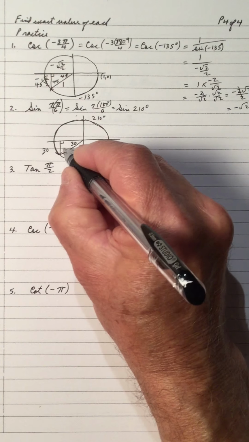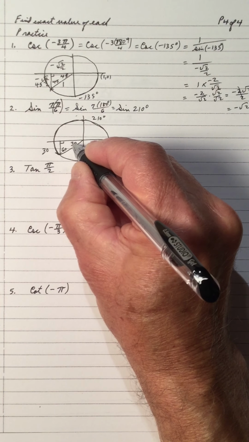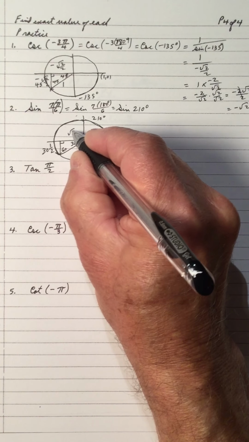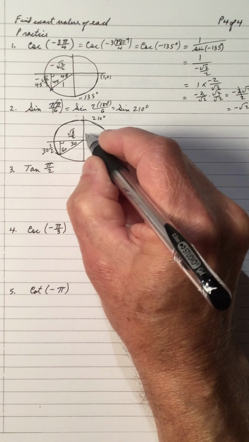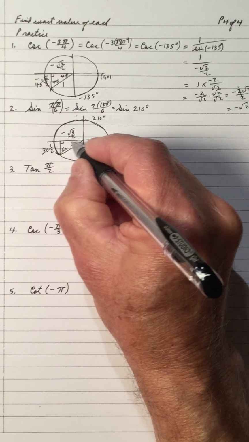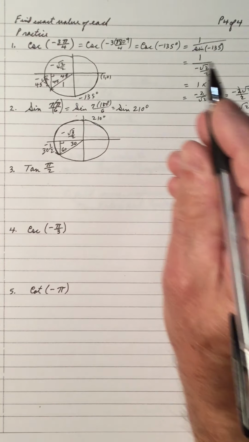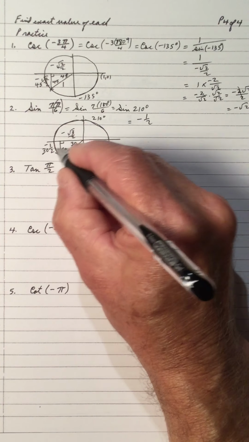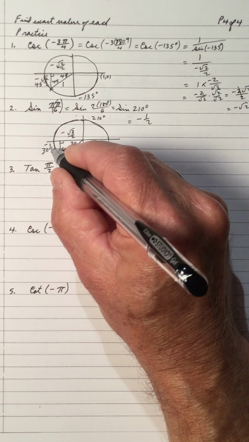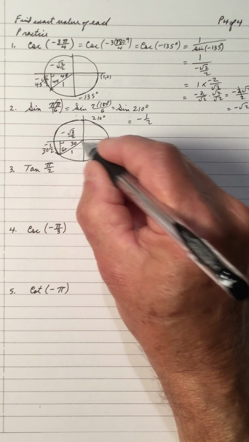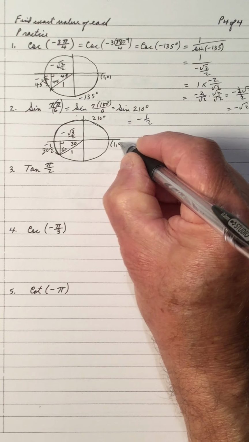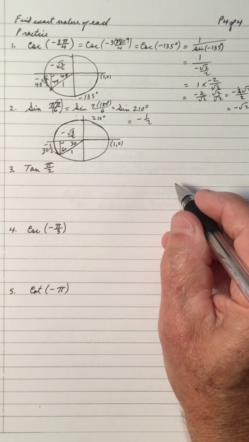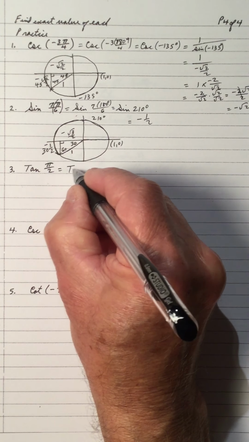And that's a 30, this is a 60, so opposite 30 is a half. Opposite 60 is root 3 over 2. And the x is negative in this quadrant, and the y is negative. And the sine is the y, so the y is negative a half. Sine is the y, negative a half. Because the hypotenuse is 1, because this point is 1, 0, the radius of the circle is 1, making the hypotenuse 1.